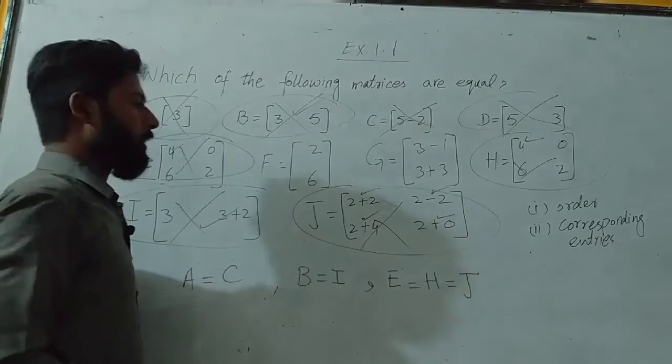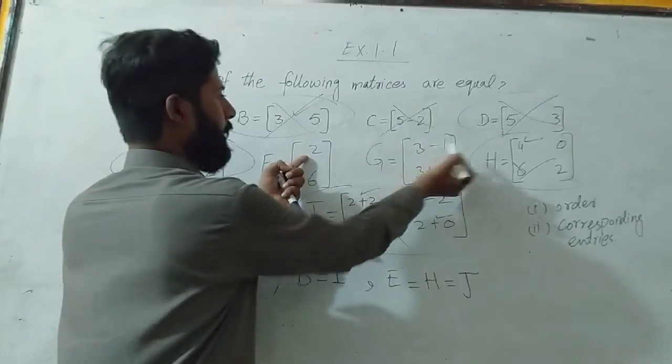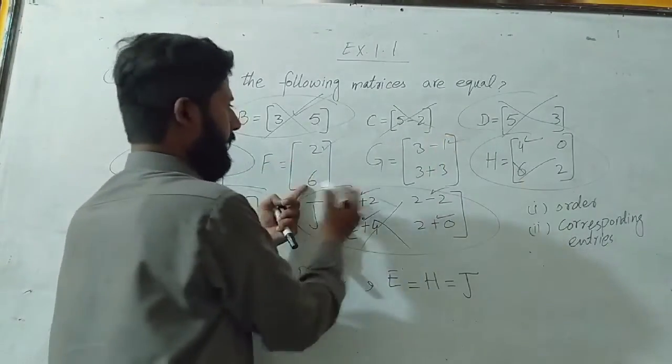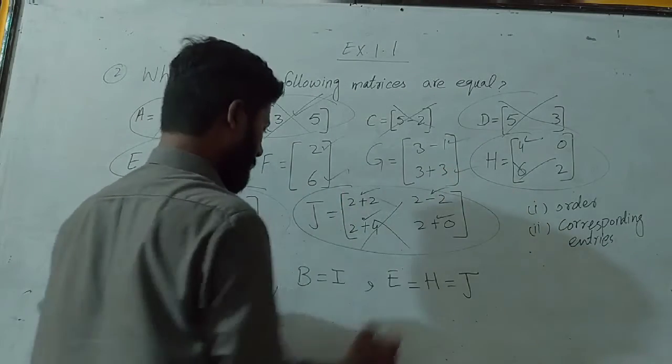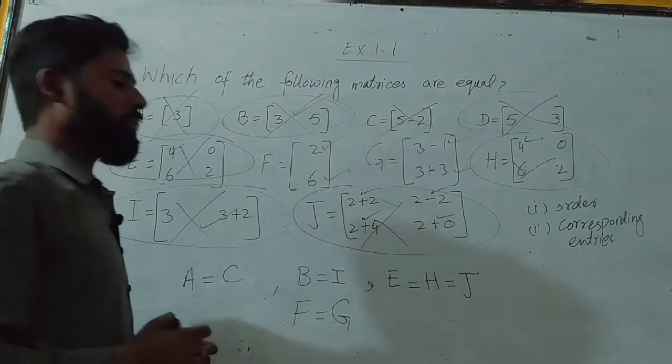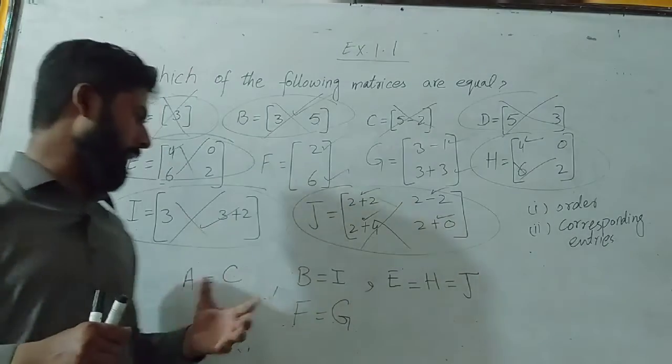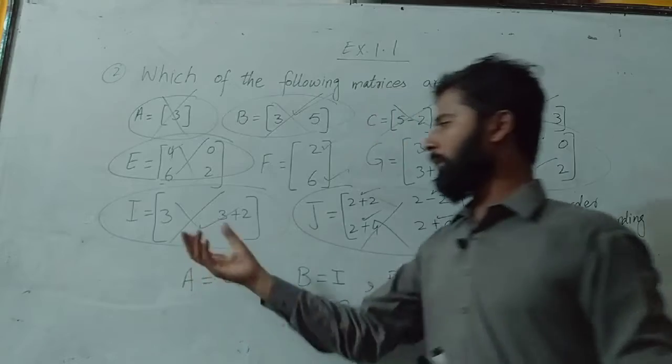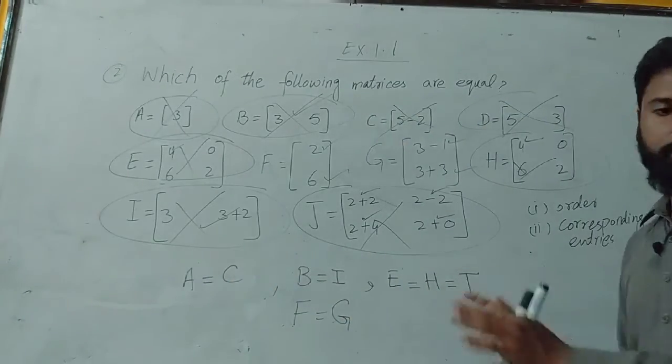Now we'll move toward the corresponding entries. 2, 3 minus 1, 2. 6, 3 plus 3, 6. So it means that F is equal to G. In this question, we just have to point out the equal matrices. For that purpose, we just have to write them equal.